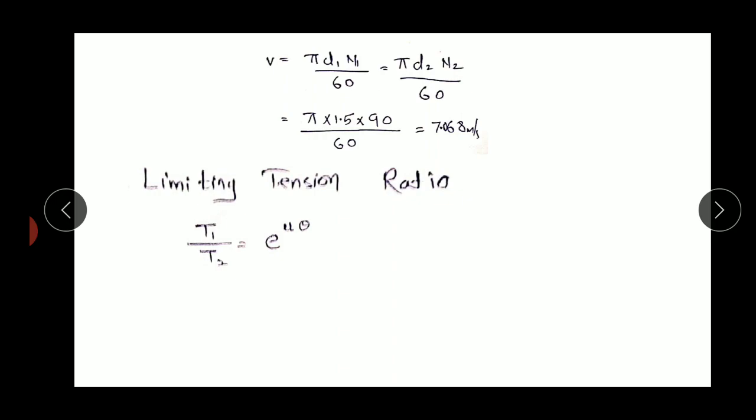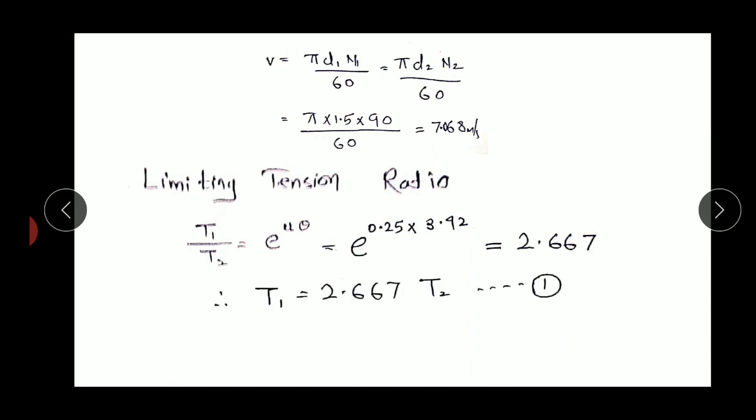Now limiting tension ratio. The equation of limiting tension ratio is T1 upon T2 is equal to e raised to mu theta. Mu is already given and theta we had found. So put both the values: e raised to 0.25 into 3.92. Solve this part only, and you will get 2.667. So T1 upon T2 is equal to 2.667, so T1 is equal to 2.667 into T2. Name it as equation number 1, so it will be easier for substitution in the power equation.